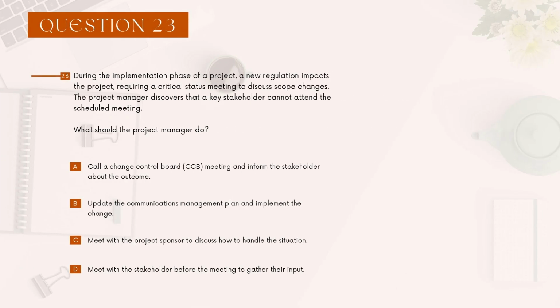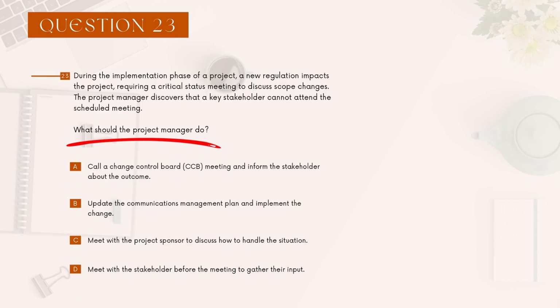During the implementation phase of a project, a new regulation impacts the project, requiring a critical status meeting to discuss scope changes. The PM discovers that a key stakeholder cannot attend the scheduled meeting. What should the PM do?